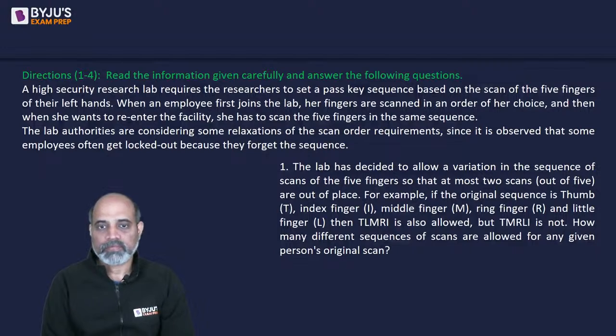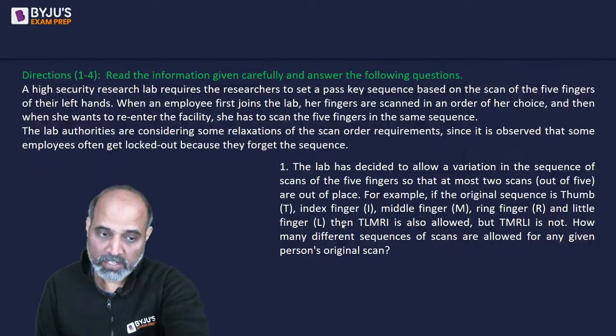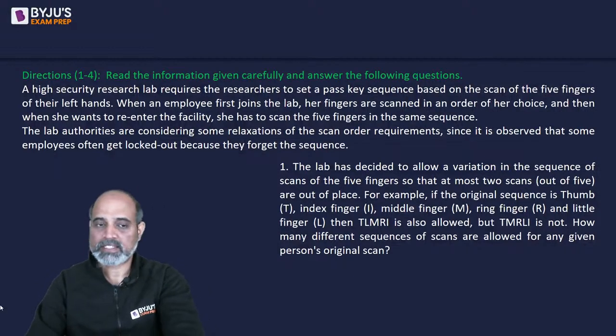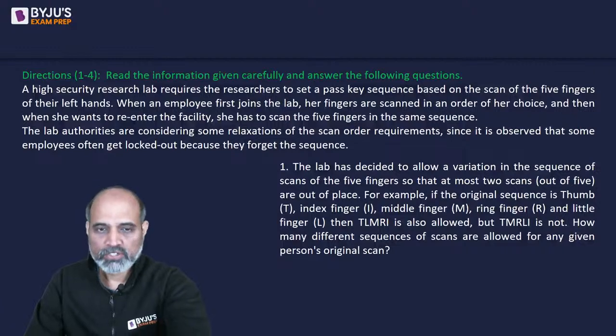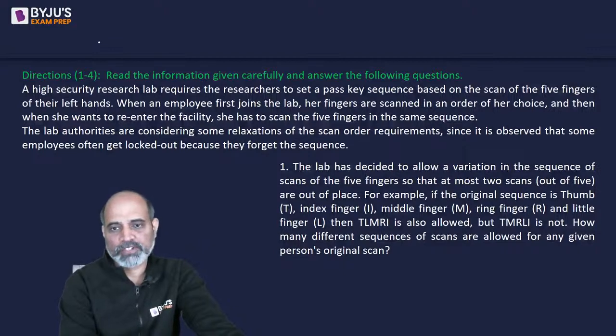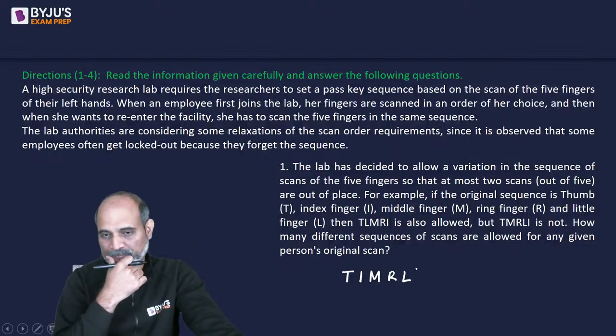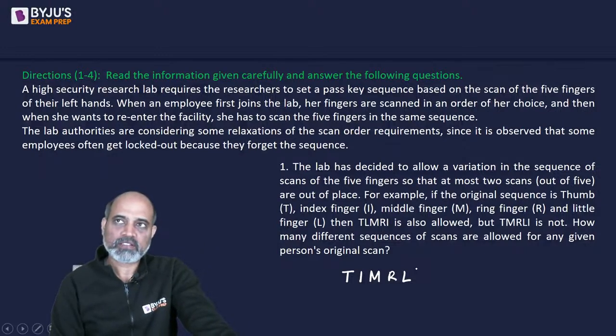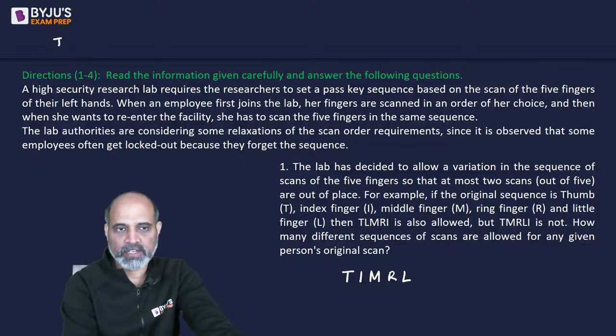So, how many different sequences of scans are allowed for any given person's original scan? So, given someone's original, how many scans are possible, right? Let's say the original scan is thumb, index finger, middle finger, ring finger, and then little finger. This is allowed. Now the first is max 2 changes are allowed. So 0 change allowed will be this itself. This will be just one, right?